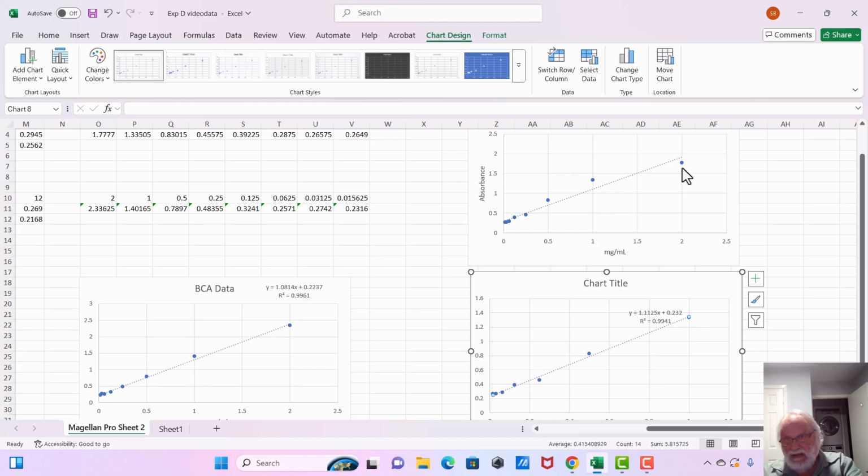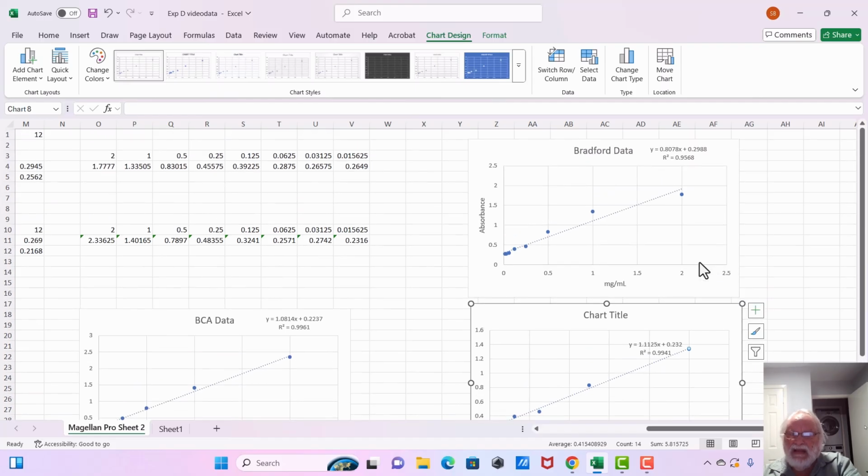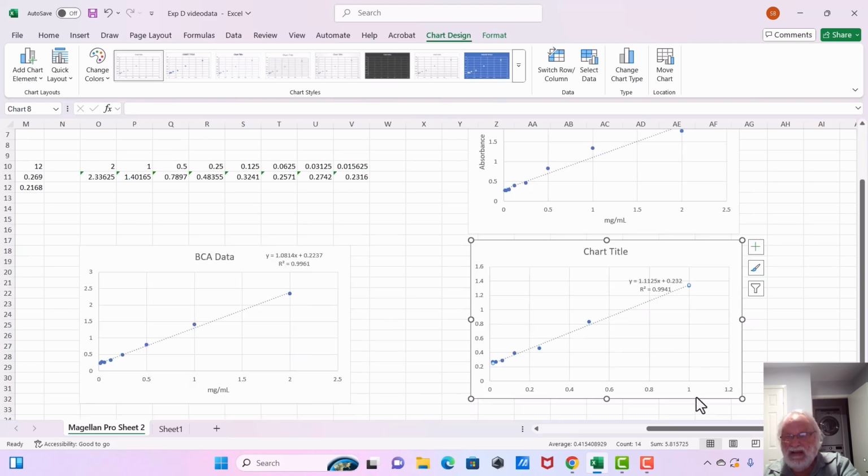And we can see that all the points are very close to the line. While this one, I was looking here, and what I did was I noticed that these points here all look like they're very much in a line, while this one definitely looked different. So I think that the Bradford data is not really good to 2 mg per ml, but in this case, it looks like it's good to 1 mg per ml. So I'm going to do the calculations here.